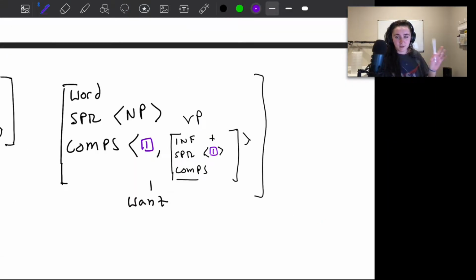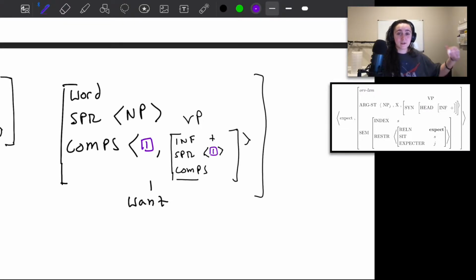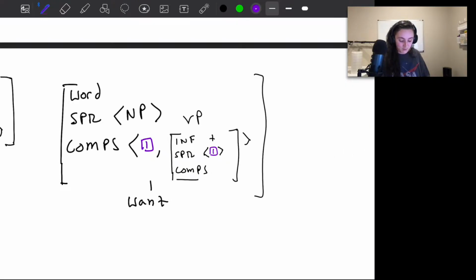Oh, also forgot to mention that we want the second complement of want to be inf plus, which I figured out by looking at the lexical entry for a different object raising verb, expect, and noticed that its third thing in the argument structure should be inf plus. And so I just applied that to this case because it also is true.